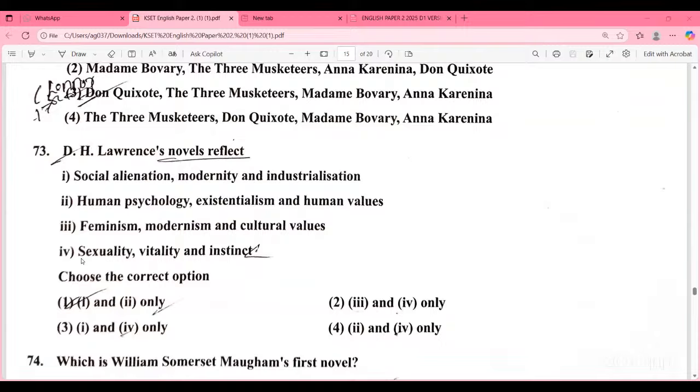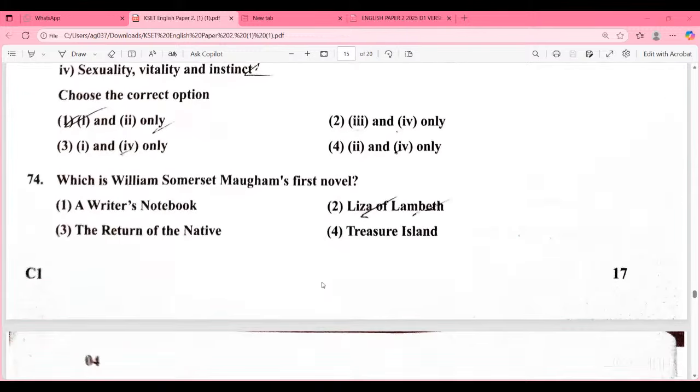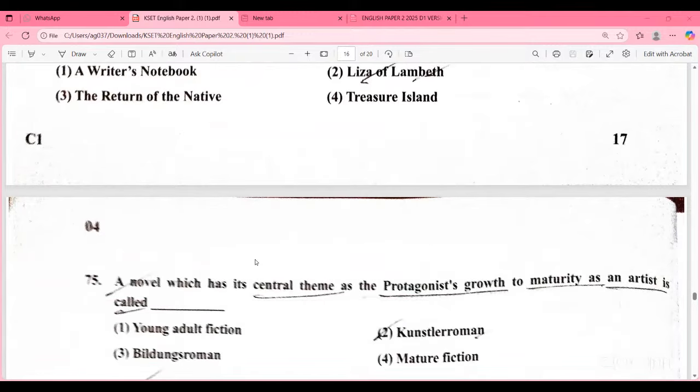All right. Option 4 will be the right answer, because we will go with 2 and 4. 2 means this one: human psychology, existentialism, and human values, and sexuality, vitality, and instinct. So D.H. Lawrence's novels reflect this 2 and 4. 2 and 4, option 4. Okay? Got it? Which is Maugham's first novel, Liza of Lambeth. Liza of Lambeth was the first novel of William Somerset Maugham.